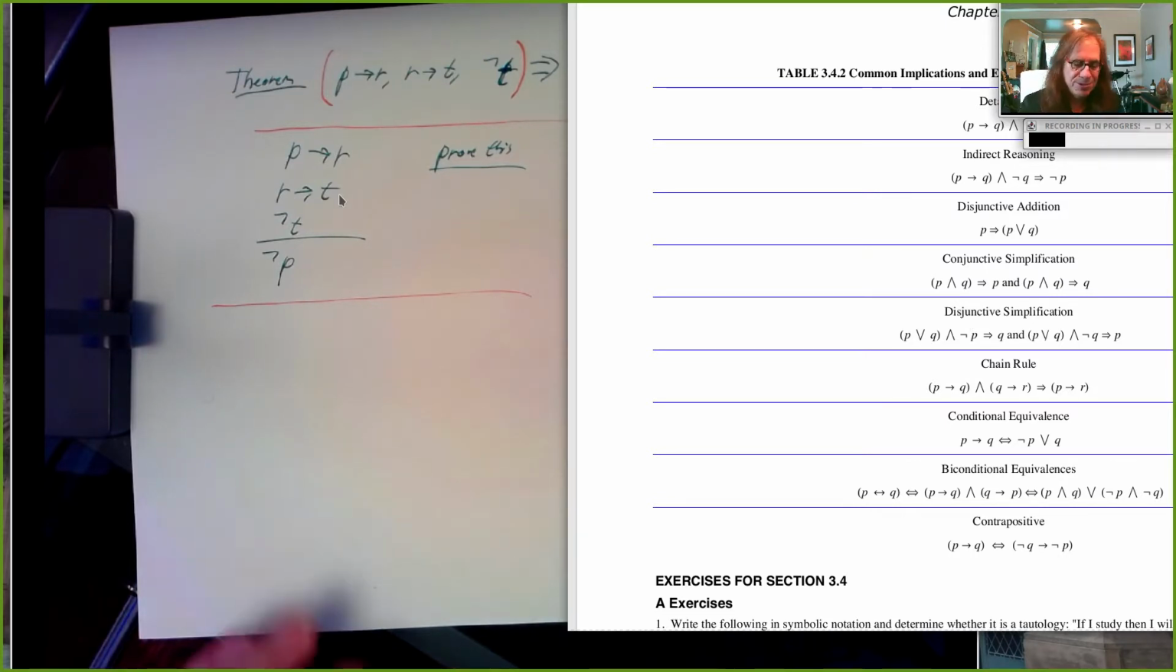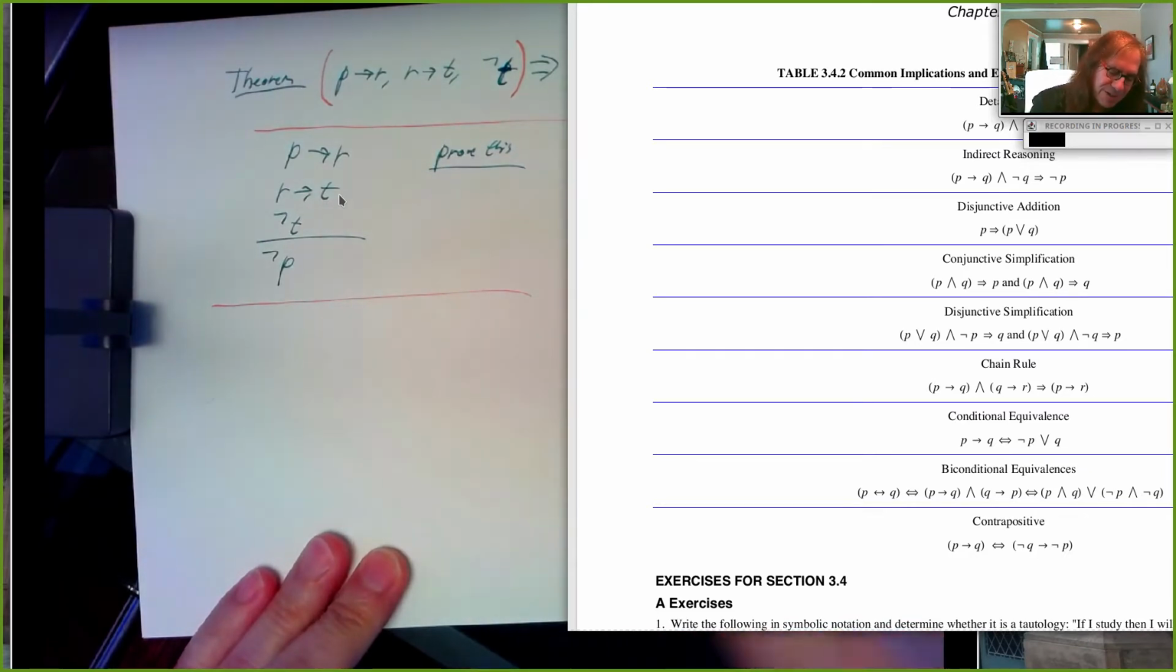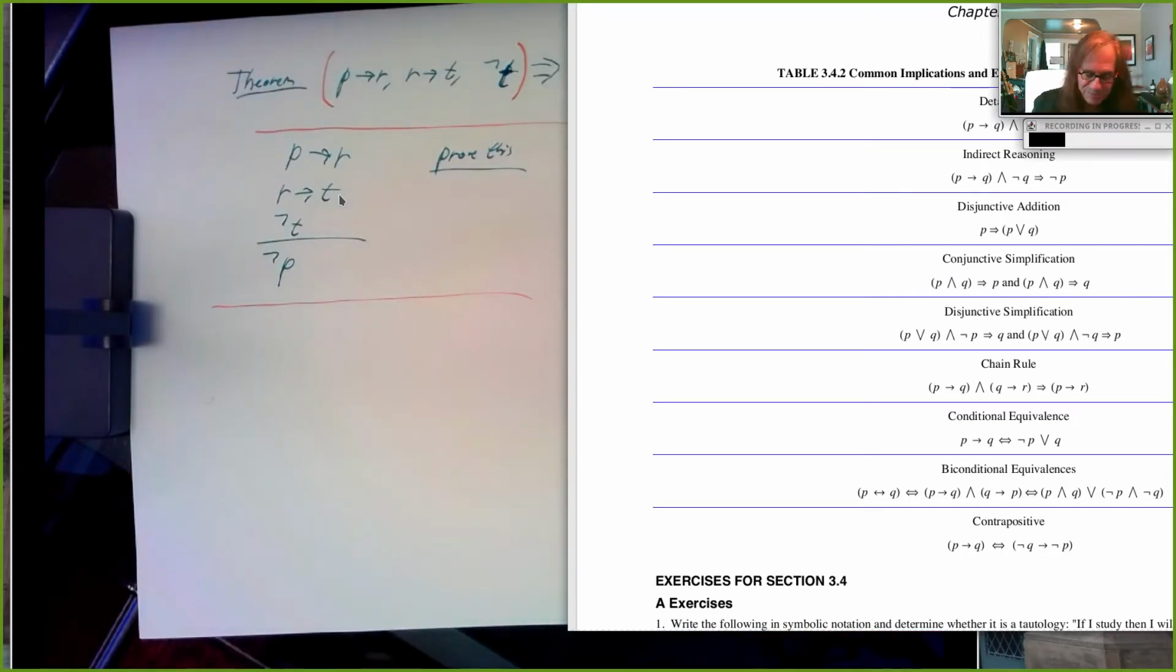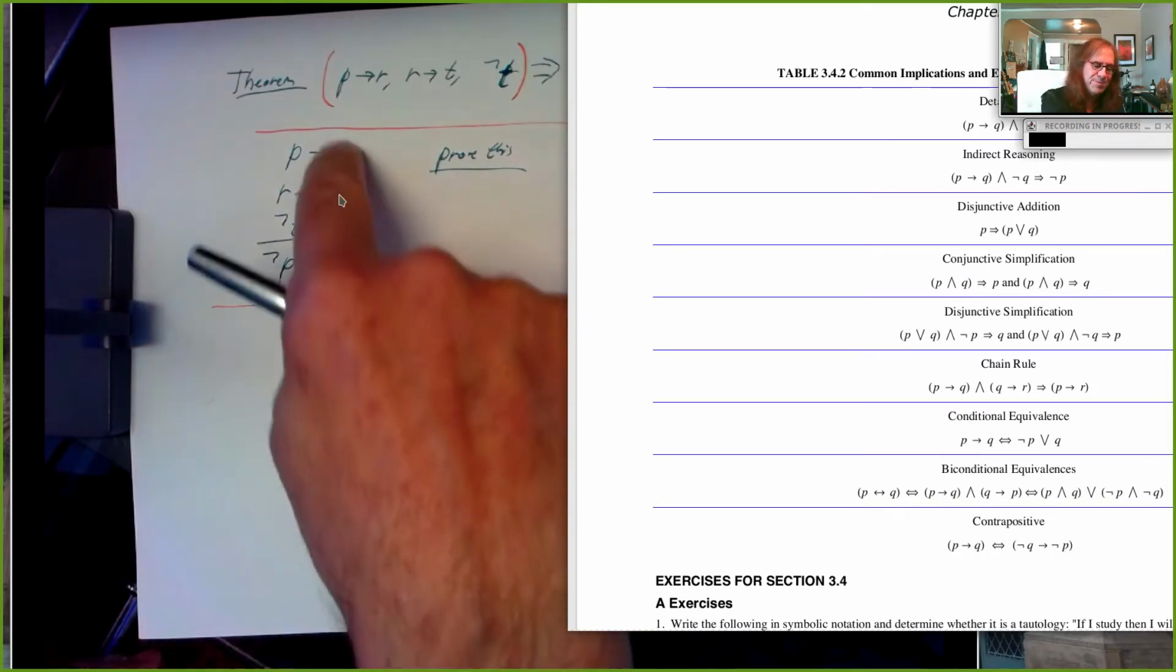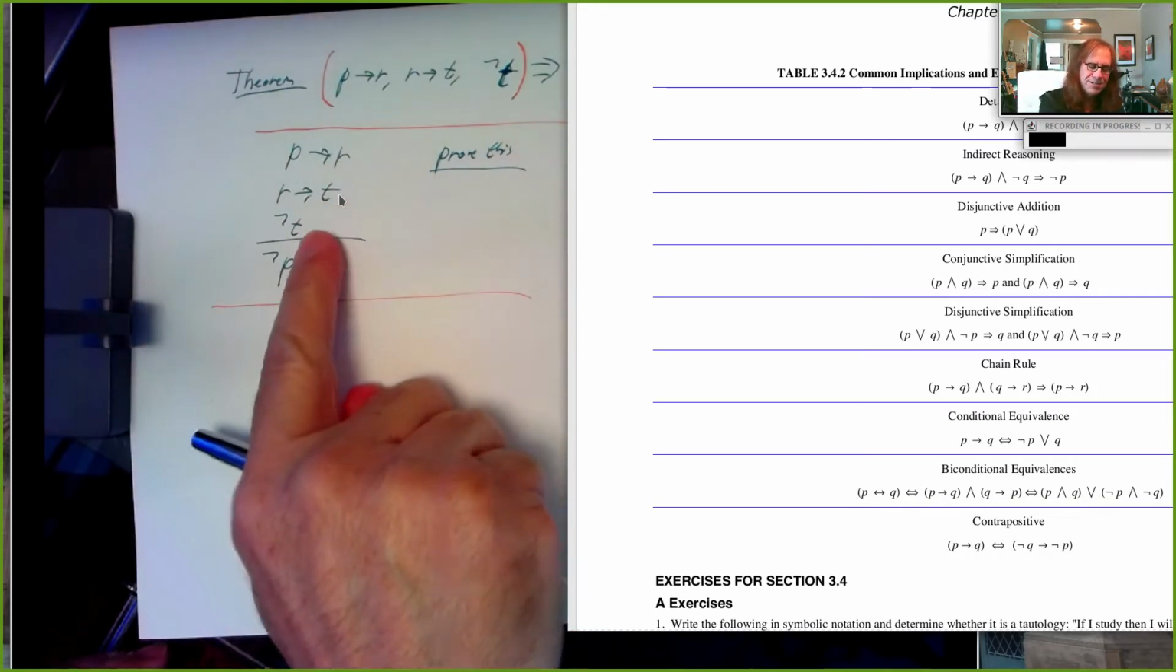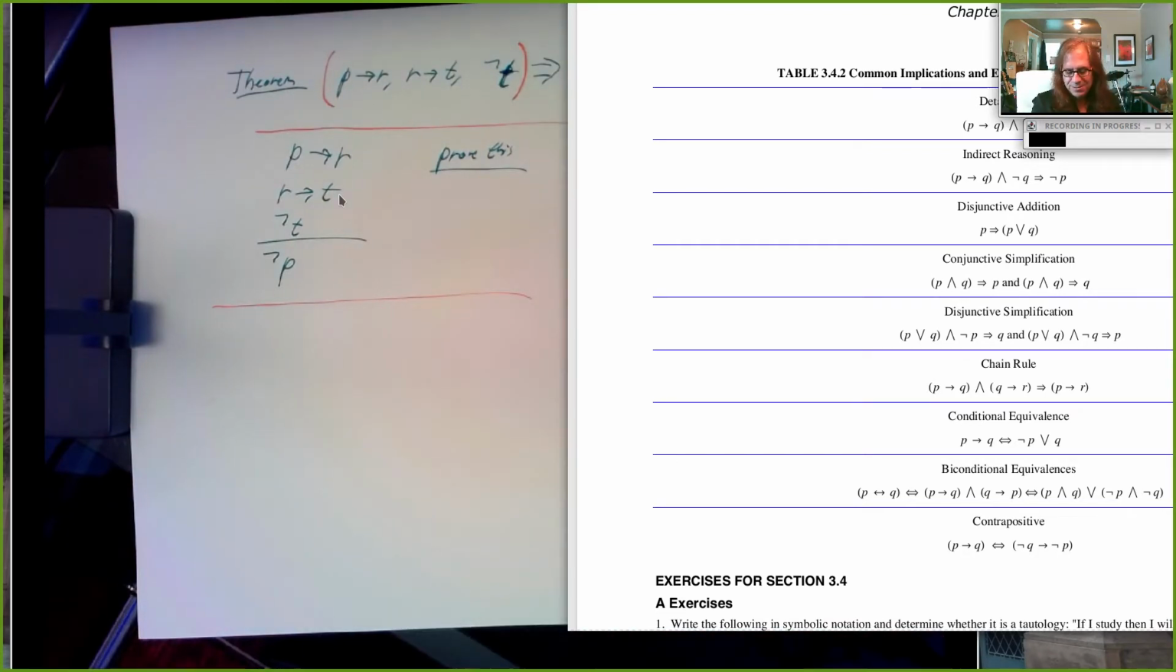So I'm going to make a little scratch area. And I'm going to say ignore. And I'm just going to make a note to myself that, hey, I know I can prove if P then T. So now I got 4 things to play with. P implies R, R implies T, not T, and P implies T. So any of those that I can put together.